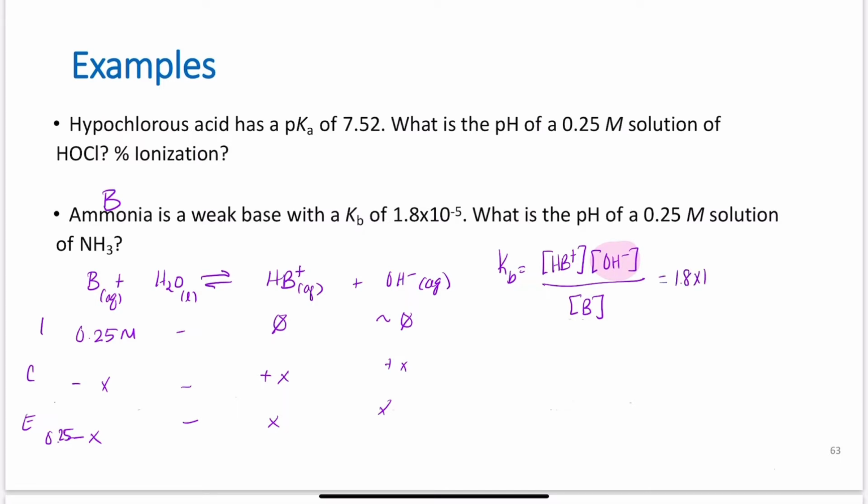Kb equals 1.8 times 10 to the negative fifth. This is the same as x squared over 0.25 minus x. We do ignore that small minus x because our Kb value is 10 to the negative fifth. When we solve for x, we get an x value of 0.0021 molar. But x represents the concentration of hydroxide at equilibrium. This means that I can quickly solve for pOH. Again, that lowercase p just means negative log of whatever follows. So I'm going to take the negative log of the hydroxide concentration, because this equals hydroxide concentration.